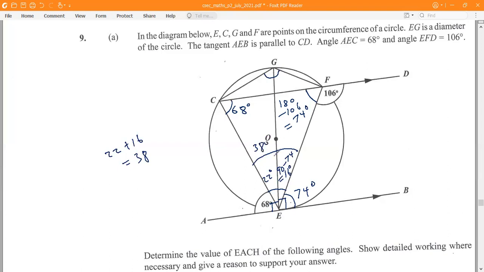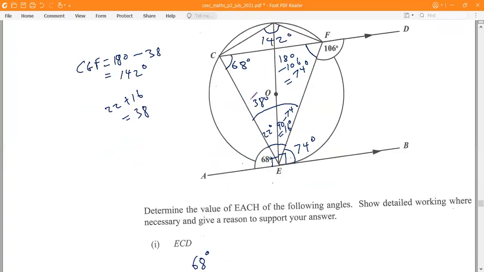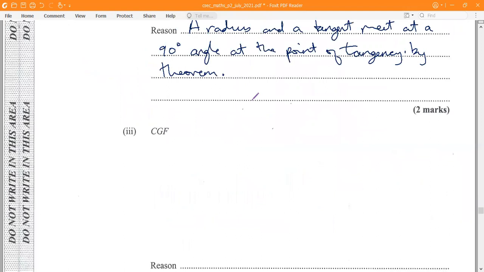We could find G because for cyclic quadrilaterals, opposite angles are supplementary. So if we want to get CGF, we just say 180 subtract 38. Supplementary means they add up to 180 degrees. We do the subtraction and we get 142 degrees. That's our answer. So this is the working for it. The answer here is 142 degrees.